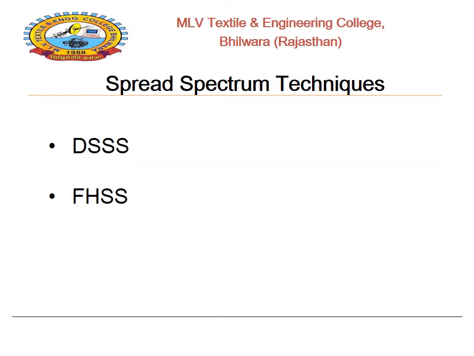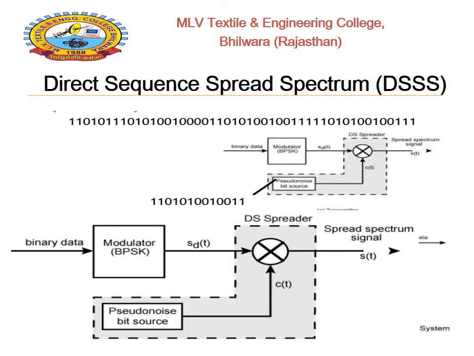There are two types of spread spectrum technique. The first one is DSSS, the direct sequence spread spectrum. The other one is FHSS, the frequency hopping spread spectrum. So let us discuss the first one, direct sequence spread spectrum.